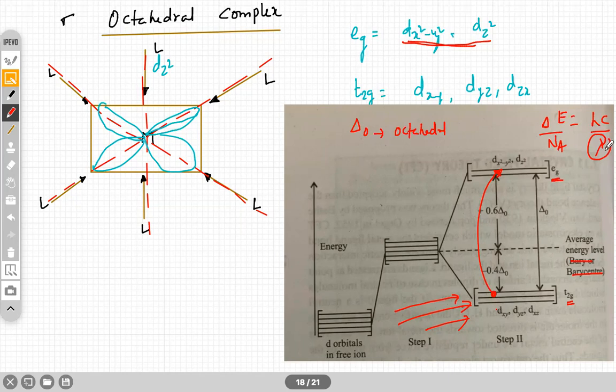And that wavelength corresponds to one particular color. The complementary of that color will be the color reflected by the complex. So with this method, we can find out the color of the complex. So that drawback has been resolved.